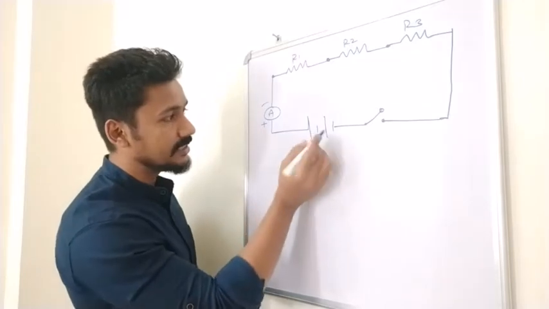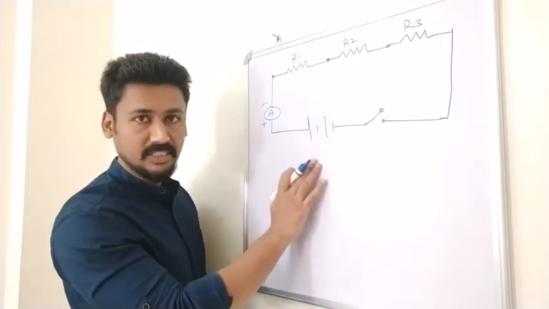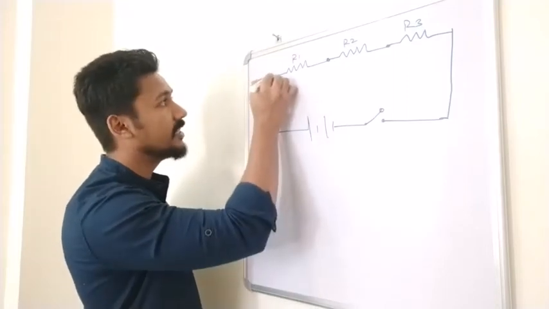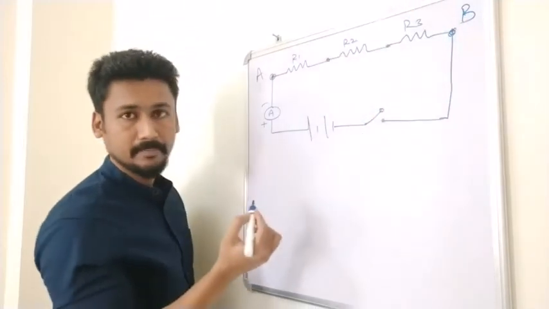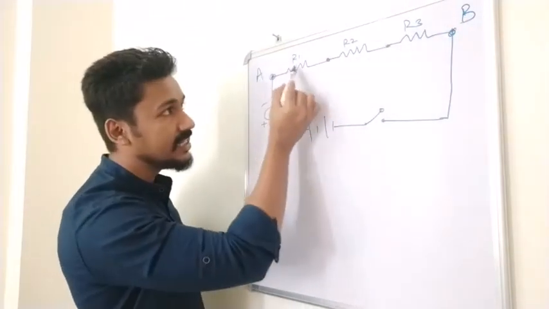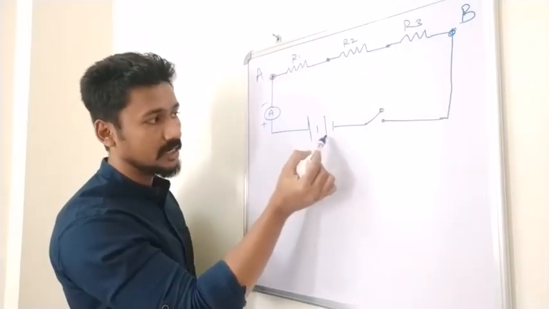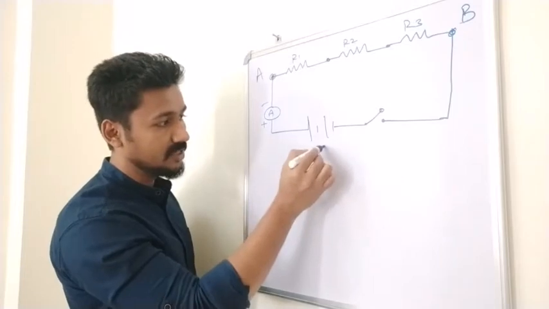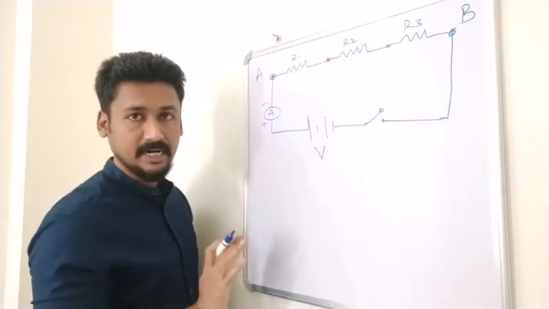Now let us say this power supply gives a potential difference of V. This point here, let us call it A, and this point here, let us call it B. Between the points A and B, three resistors are connected in series, and to the same points we have connected our power supply, giving a potential difference of V. Fine, so I think till here it is understood.